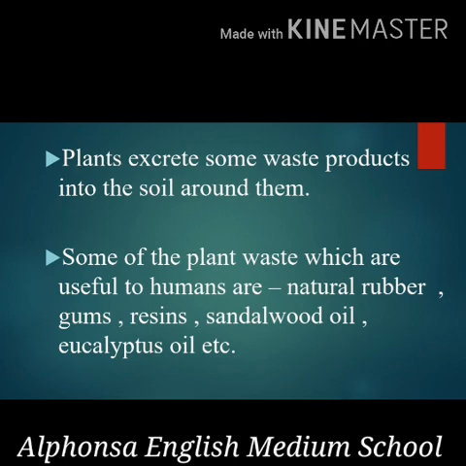Next, some of the plant wastes which are useful to humans are natural rubber, gums, resins, sandalwood oil, eucalyptus oil, etc. So this sandalwood oil, clove oil, eucalyptus oil, all these are essential oils which we get from plants. These are some of the waste products produced in the plant which are useful to humans. Now all these points, that is excretion in plants, please copy down in your notebook. In the textbook everything is given, but as you attend the class, please take down all this in your notebook.